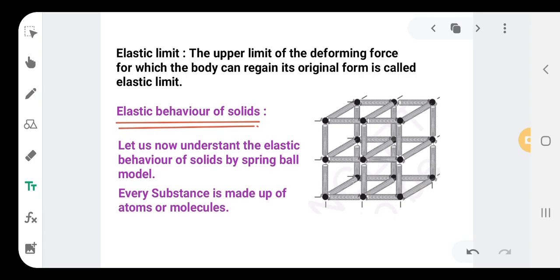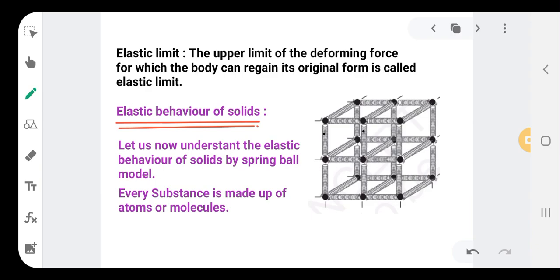Okay, now let us see the elastic behavior of solids. In the picture you can see a diagram. Here you can see there are springs, and these black dots are the atoms. You can see the balls here. This is known as the spring ball model. Let us now understand the elastic behavior of solids by the spring ball model.